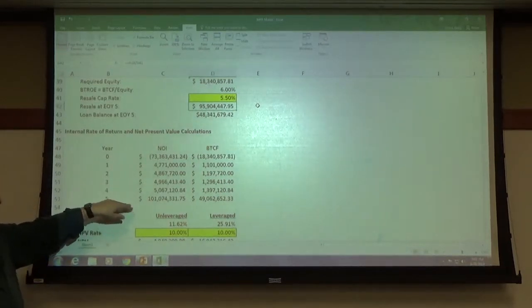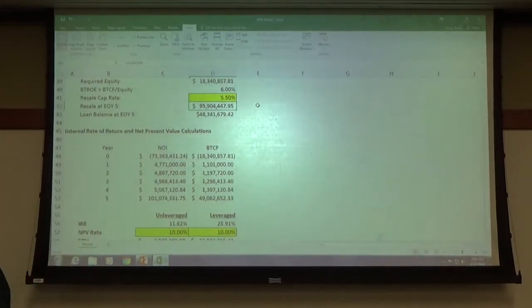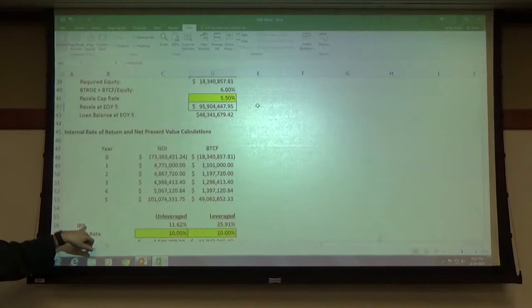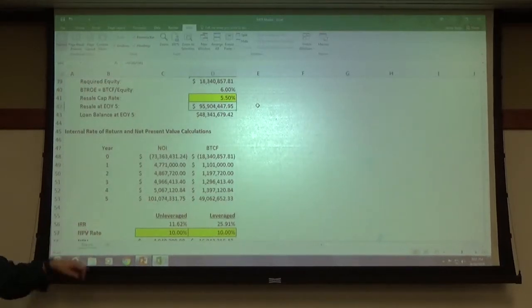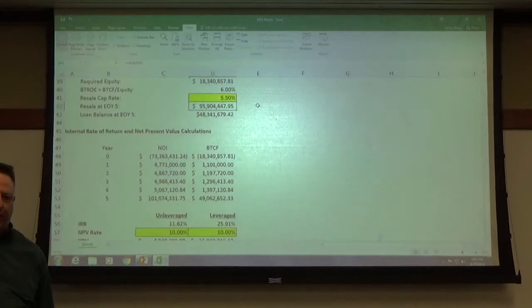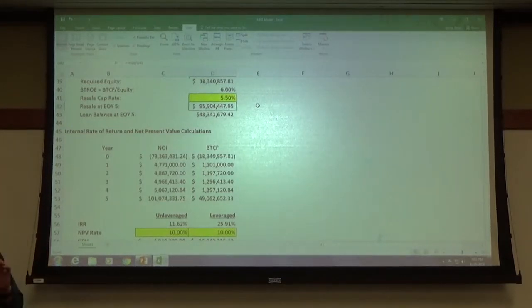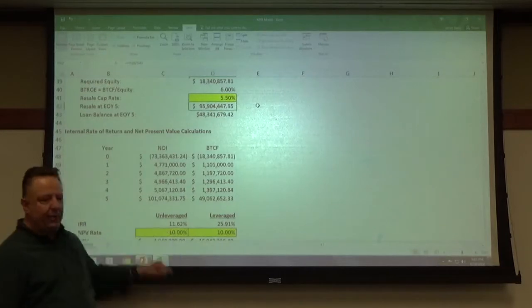Now, what we do at this point is we calculate something called the internal rate of return, the IRR, okay? Just out of curiosity, how many of you have had finance or accounting where you've done internal rate of return? Anybody? Okay, so 1 or 2 of you? It's okay. All right, so let me just explain very basically the internal rate of return.